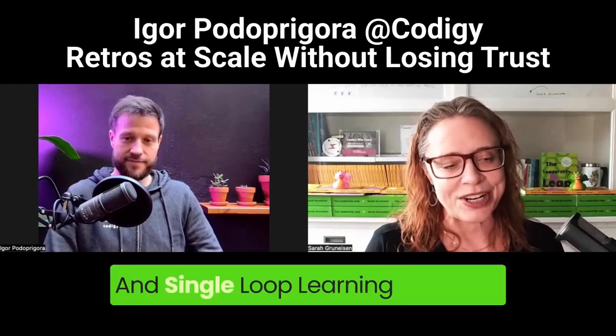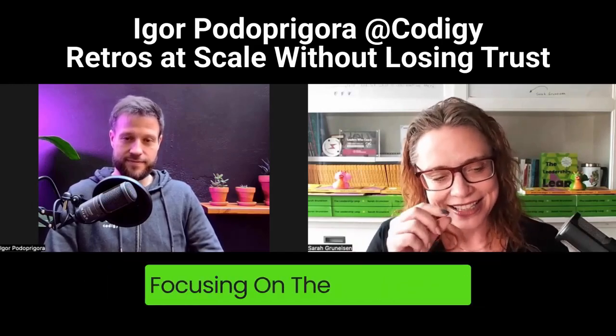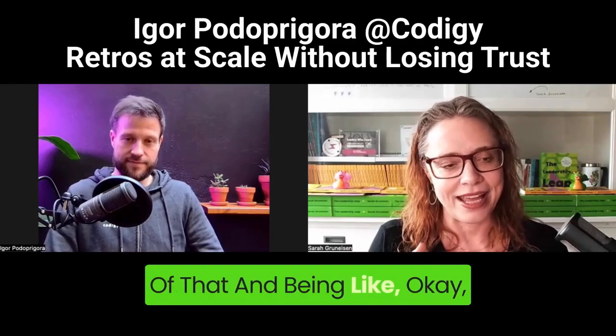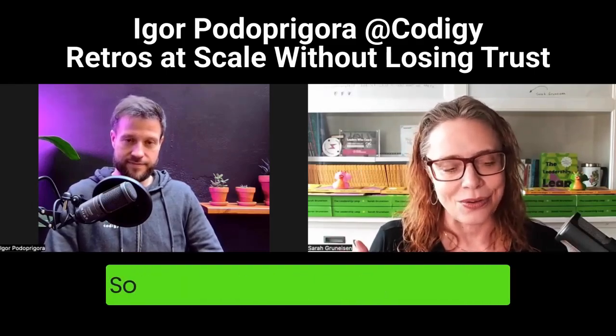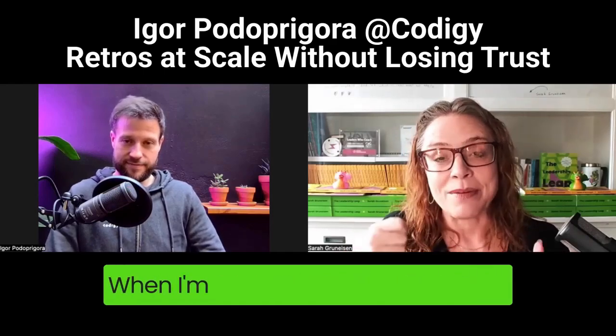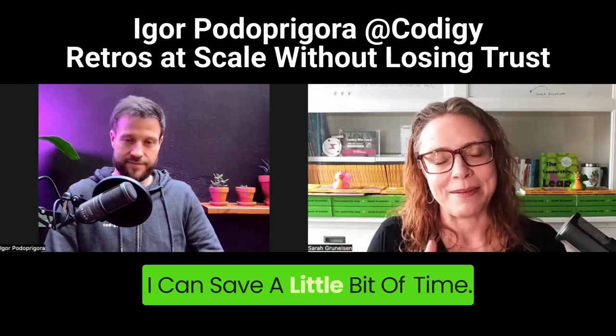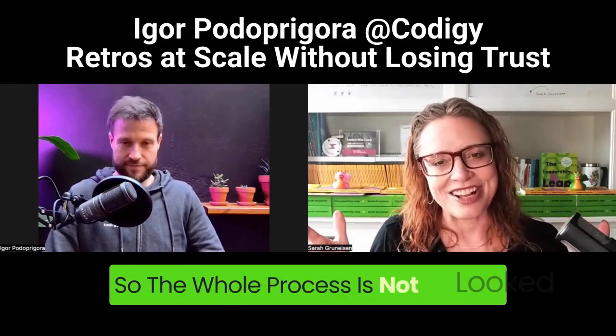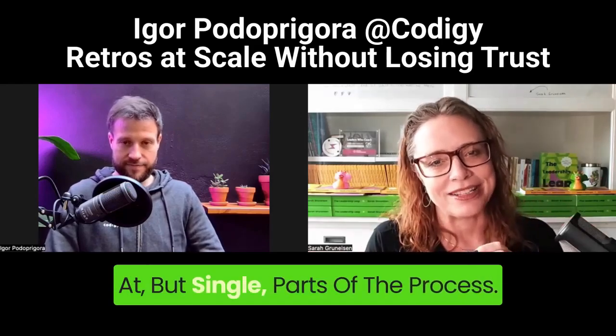And single loop learning would be focusing on the single parts of that and being like, okay, I want to speed up the process. So I'm going to use a different type of toothbrush, which is faster when I'm brushing my teeth so that I can save a little bit of time. So the whole process is not looked at, but single parts of the process.